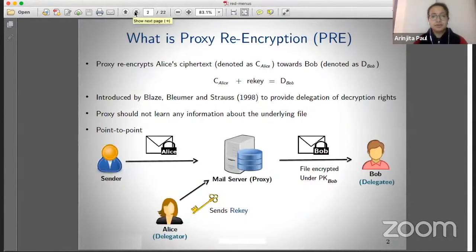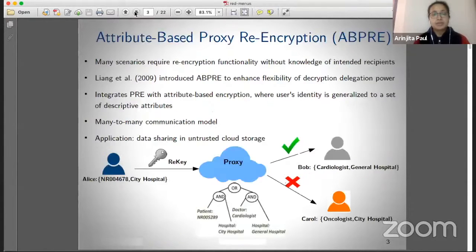So what is proxy re-encryption? It is a cryptographic primitive which enables re-encryption of a ciphertext under one public key towards another public key, with the help of a third-party proxy, such that the proxy should not learn any information about the underlying file. However, the traditional PRE only enables point-to-point communication. So there may be scenarios where it requires re-encryption functionality without the knowledge of the intended recipients.